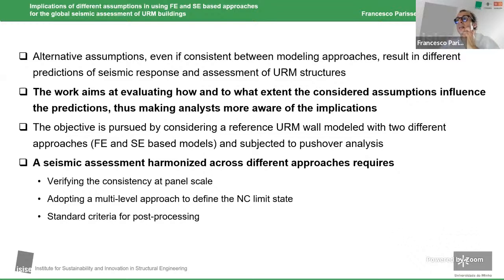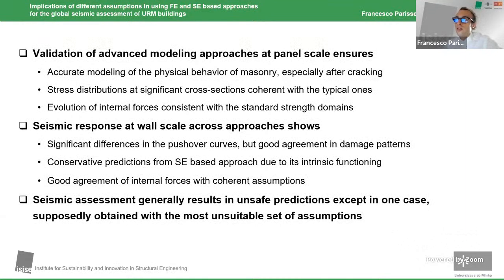We can say that a seismic assessment, which is harmonized across two different approaches, requires the verification of the consistency of the response at panel scale, the adoption of a multi-level approach to define the near collapse limit state, and standard criteria also for post-processing the results. In particular, the validation of advanced modeling approaches at panel scale ensures that the physical behavior of masonry is accurately modeled. The stress distribution at significant cross-sections is coherent with the typical ones that we studied at university. And also the evolution of internal forces is consistent with the standard strength domains available in the codes.